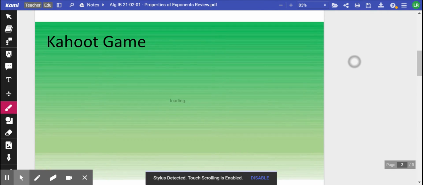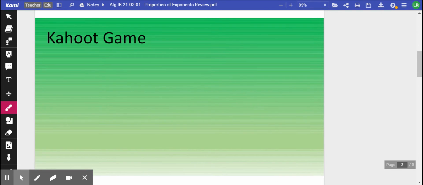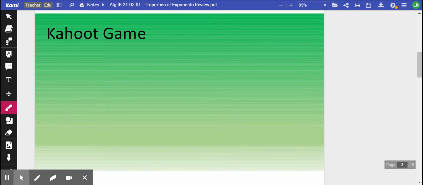Now, what you're going to do here to start is go to your Google Classroom, open up that Kahoot game, and play the Kahoot game. It is timed, so make sure that you understand that it is timed. There are 11 problems. So go ahead and get that done first.